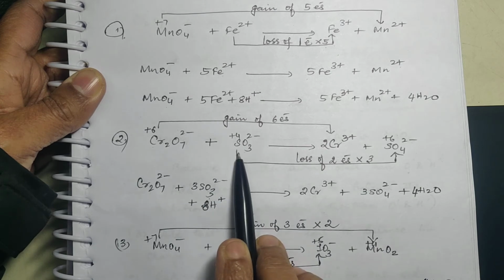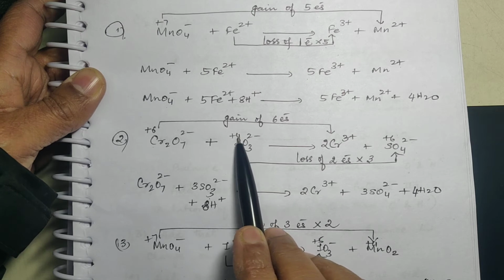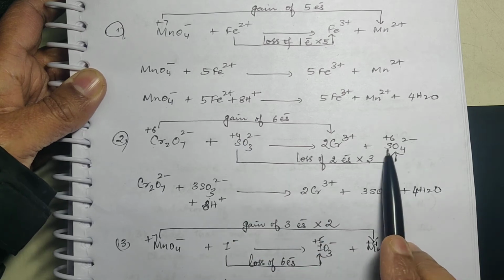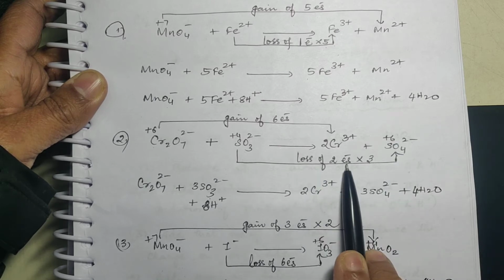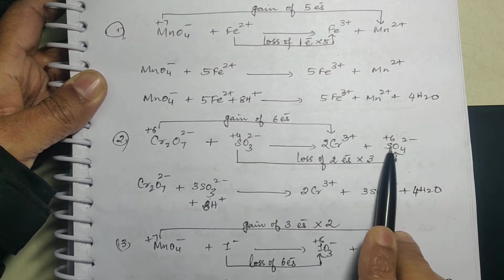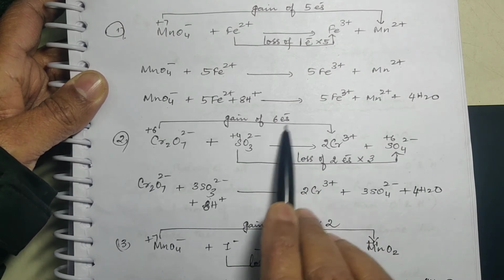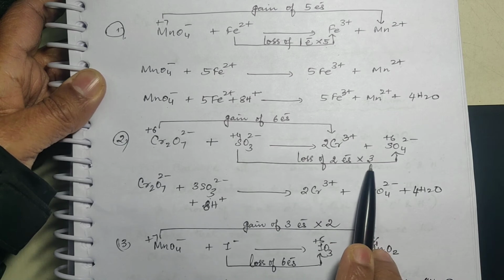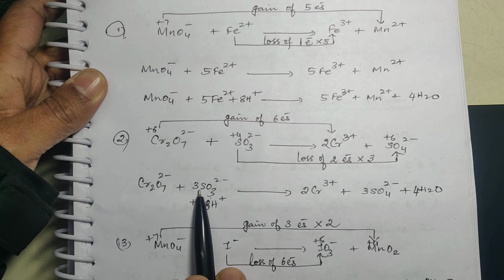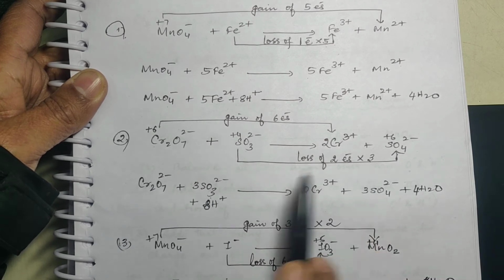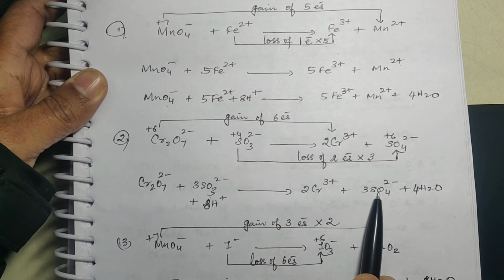Same way, in this SO3 2 minus, S has a charge of plus 4 and in SO4 2 minus, S has a charge of plus 6. So there is a loss of 2 electrons. Okay. Now here sulfur is already balanced, so loss of 2 electrons, but then you have to compensate here with 6 electrons, so you are multiplying it by 3. So your equation now becomes Cr2O7 2 minus plus 3 SO3 2 minus giving you 2 Cr3 plus plus 3 SO4 2 minus.